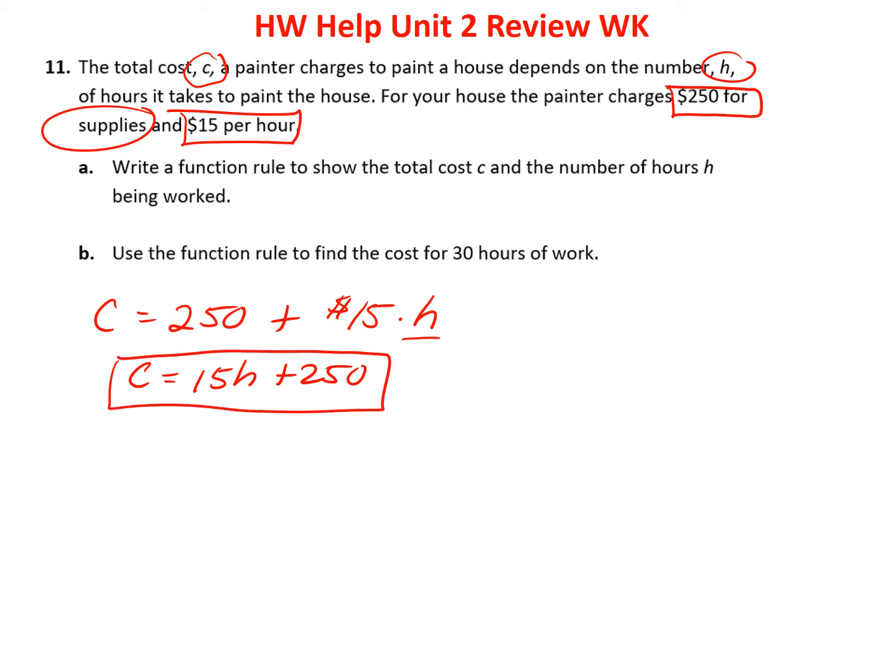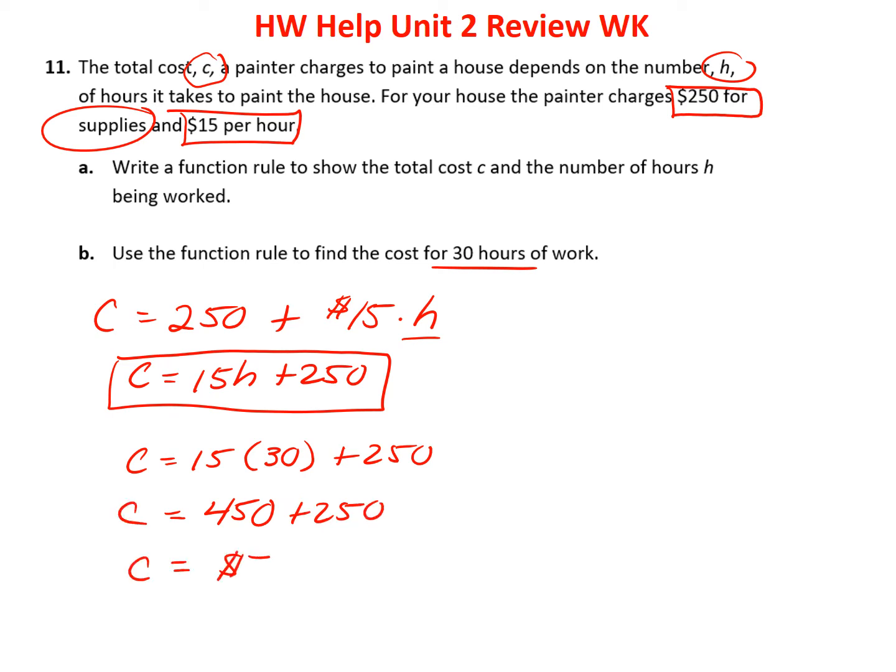Now the second part says, what happens if he works 30 hours? Well, we just plug the 30 into h. So C equals 15 times 30 plus 250. Well, 15 times 30 is going to be $450 plus the 250, and our answer is it's going to cost us $700 if he works 30 hours.